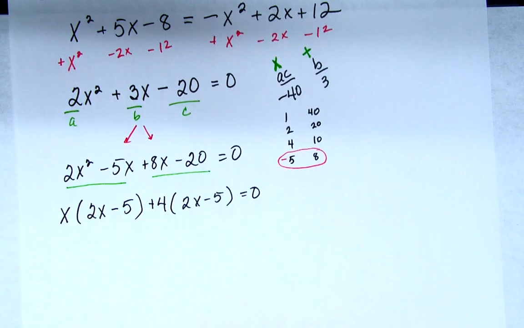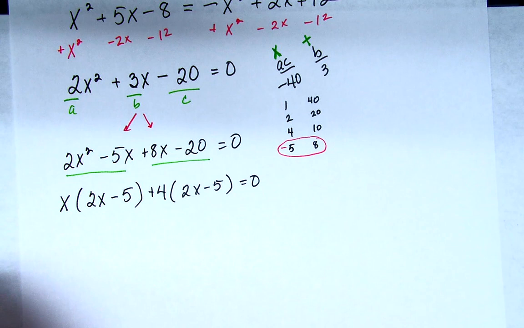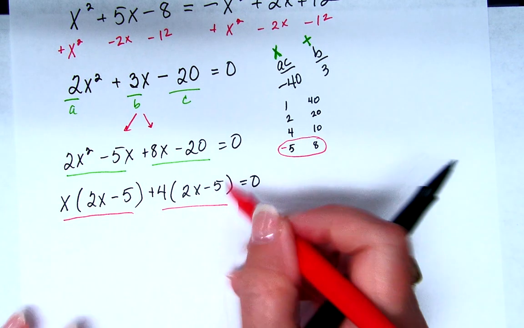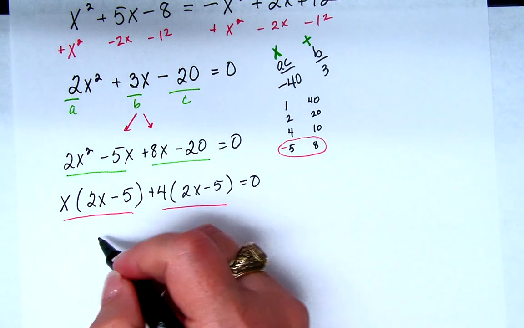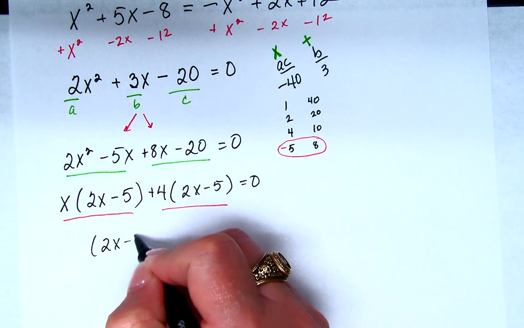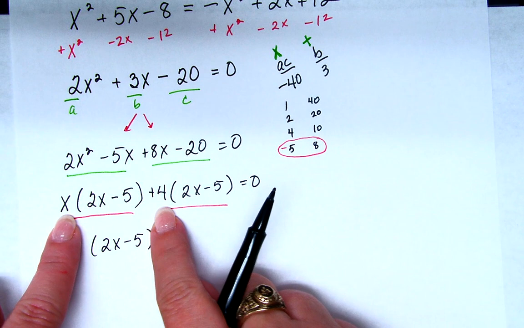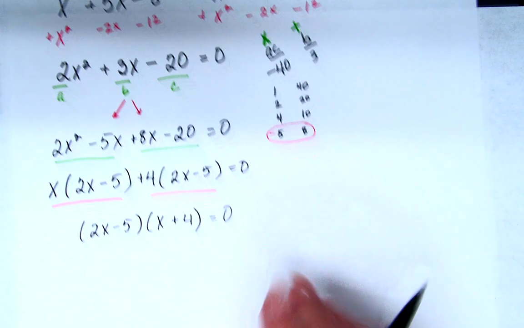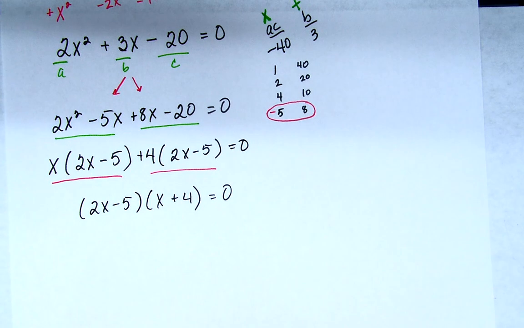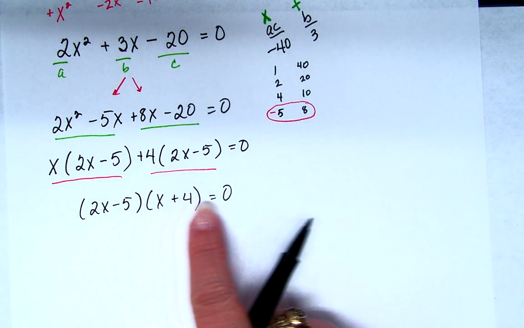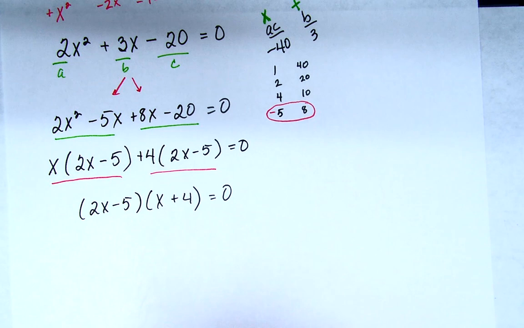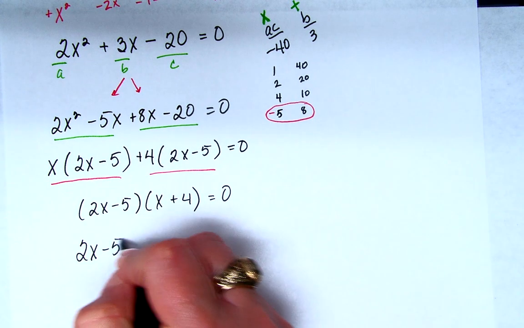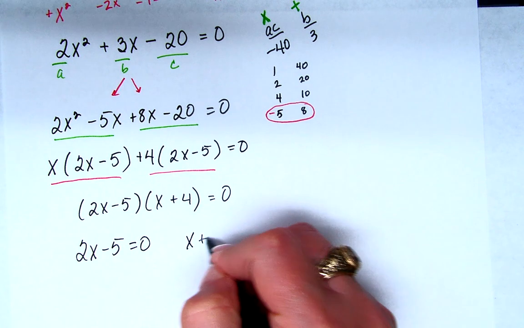Yes? So now what's common in these 2 terms? What's common in those 2 terms? A 2x minus 5. And what's left over? X plus 4. What does this tell me? If these multiply together and it equals 0, what do I have to do with each one of those? Very good. So 2x minus 5 equals 0, and x plus 4 equals 0.